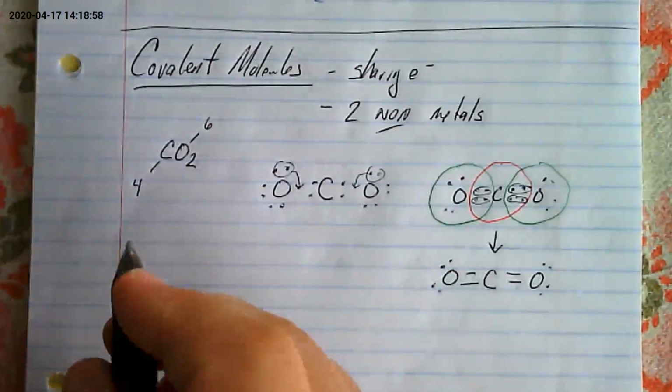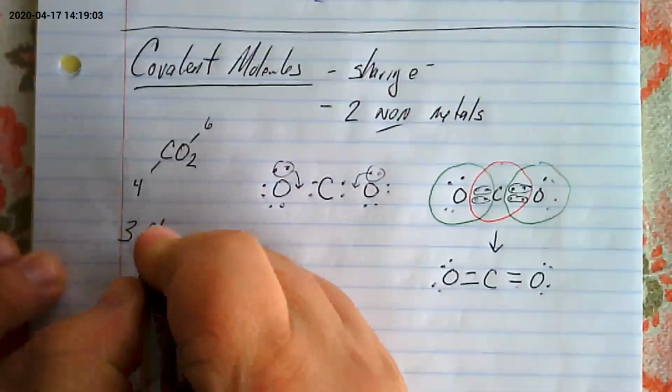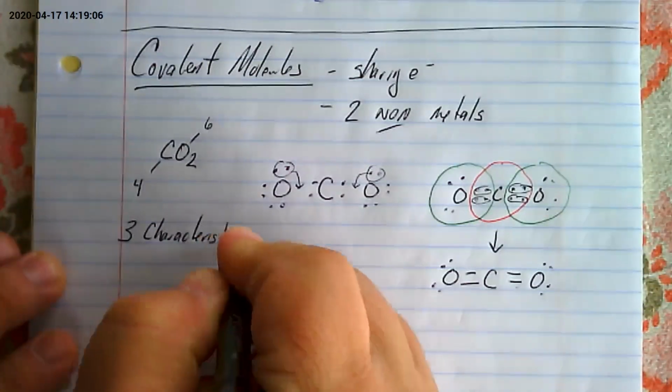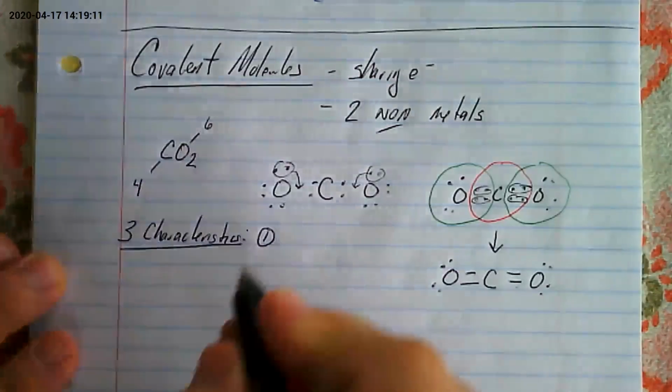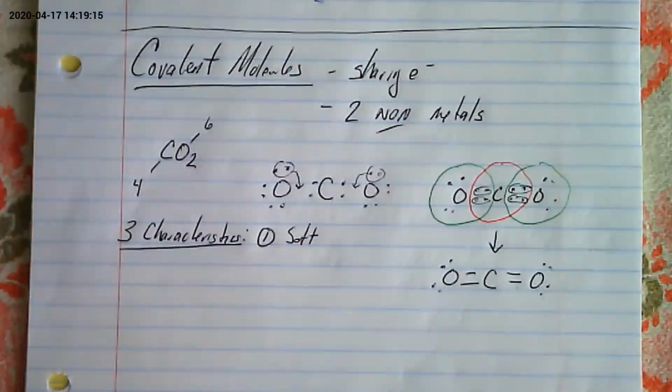Now, again, if you counted oxygen, you got 1, 2, 3, 4, 5, 6, 7, 8. Because remember, a line equals 2 electrons. So if you have a single bond, that's 2 electrons. This is called a double bond because there's 2 of them. So that's 4 electrons. And that's a double bond as well. Now, covalent molecules have 3 distinct characteristics.